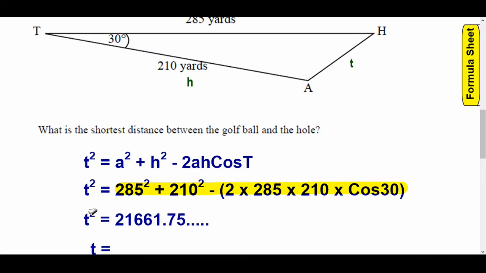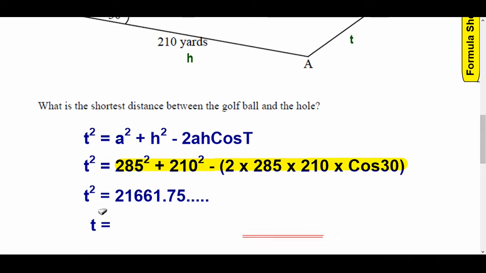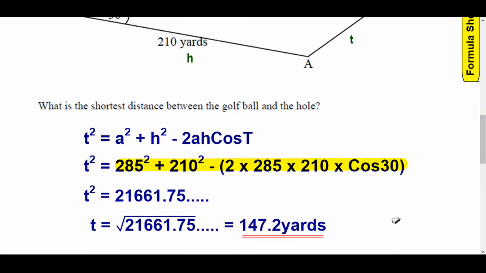Think back to Pythagoras, when you had something squared, you had to undo that, square root your answer. Just leave that in your calculator, square root it, and you'll get an answer of 147.2 yards, because we're dealing with yards up here.